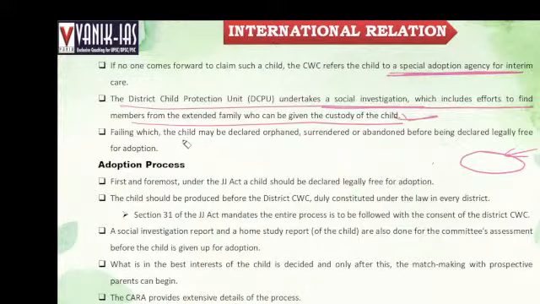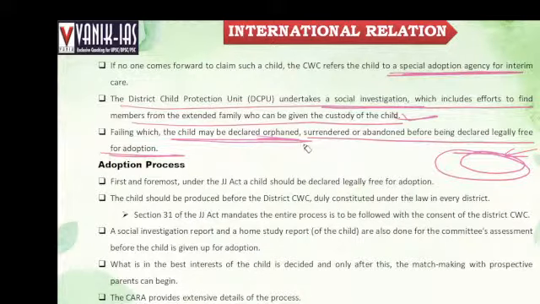Failing which, the child may be declared an orphan. If nobody comes to the rescue of that particular child, the child will be declared an orphan, surrendered or abandoned before being declared legally free for adoption. At first the child gets declared an orphan, then declared legally free for adoption.